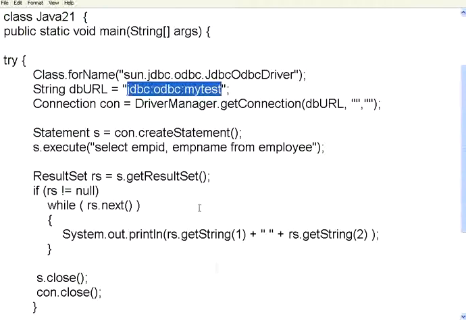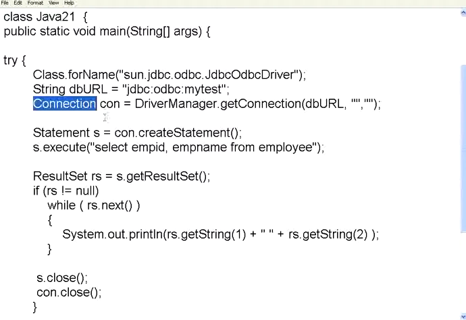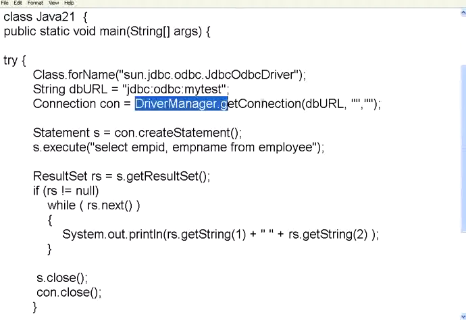There are 2 ways I can do this. One, I give this DSN here, then you have to use a connection object. Connection is a predefined class. I create a connection object using DriverManager.getConnection. You pass the database URL; these 2 parameters are mainly for user ID and password. Right now the database has no password.